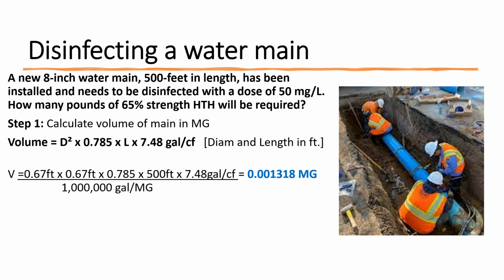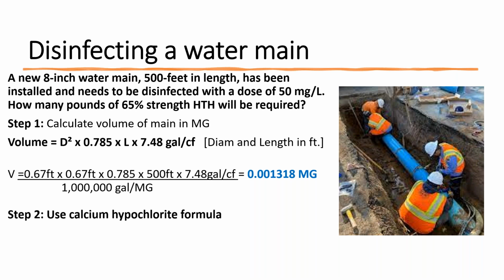But I need my gallons to be not gallons, but million gallons. So I'm going to divide that by 1,000,000 gallons per mg. And what I get is 0.001318 mg. So that's the number of million gallons that are in that pipe.